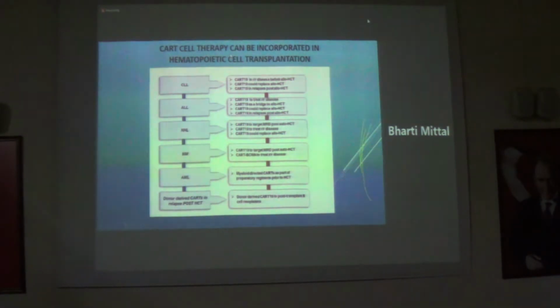Here I have listed the CAR T cell therapies which can also be incorporated if hematopoietic stem cell transplantation is happening. In the case of CLL, CD19 is the target, and before allo-HCT it can be given so that the patient does not relapse. So CD19 could be used for relapse after allo-HCT, CAR T cells for relapse post allo-HCT. This is the list I have provided, for which these CAR T cells can be given along with hematopoietic stem cell transplantation.